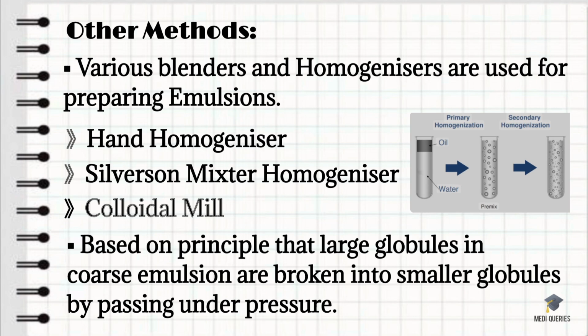Okay, and the colloidal mills are used to produce a very fine emulsion having a globule size less than 1 micron on large scale manufacture.